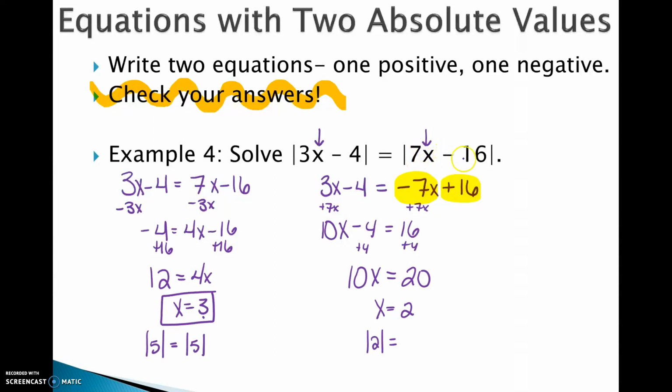14 minus 16 is negative 2. Is the absolute value of 2 equal to the absolute value of negative 2? Yes, it is. Because the absolute value of 2 is 2. The absolute value of negative 2 is 2. So yes, they are equal.